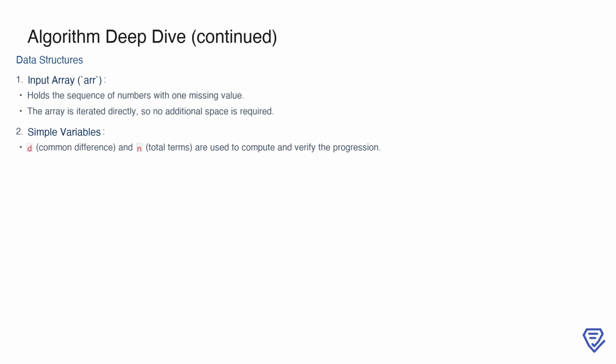Beyond the array, we use a few simple variables like d to represent the common difference and n to represent the total number of terms in the complete sequence. These variables are straightforward and essential for calculating and verifying the progression.